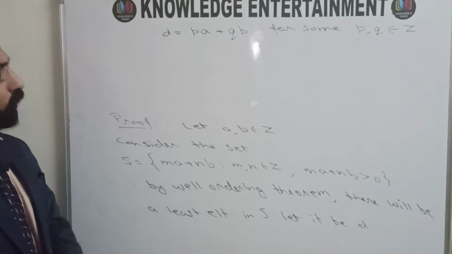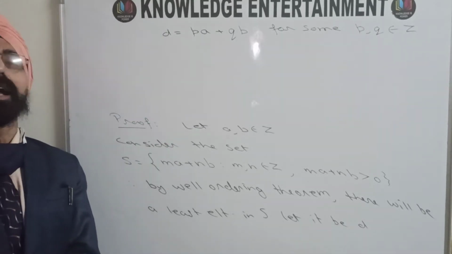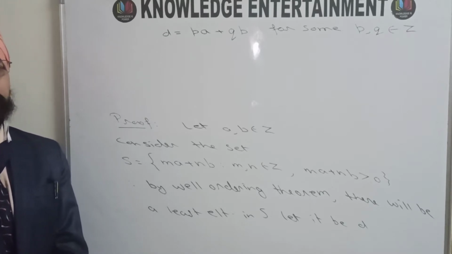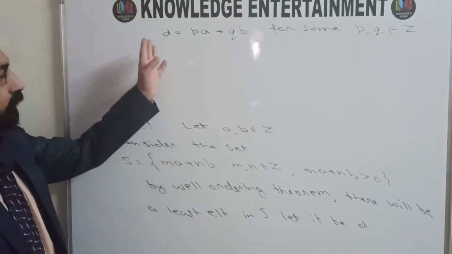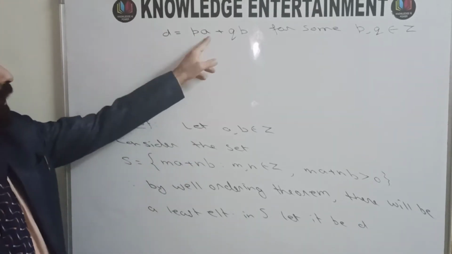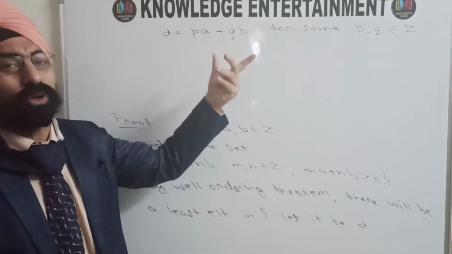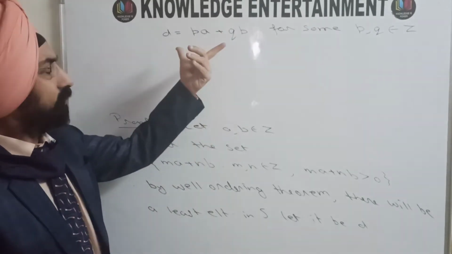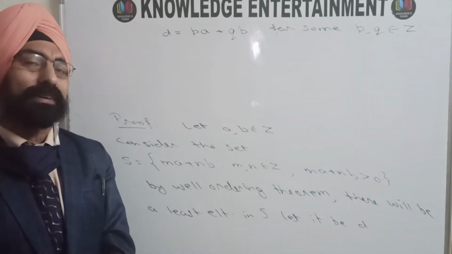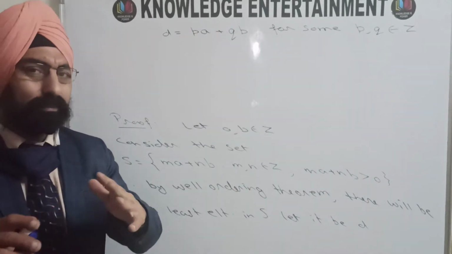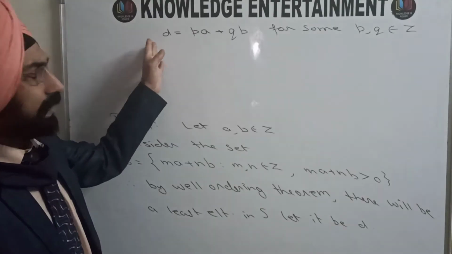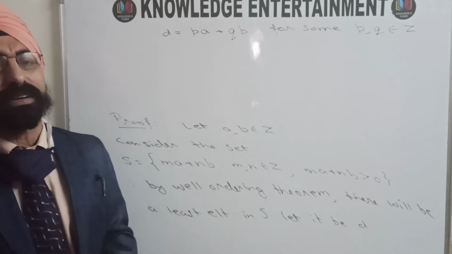Now we will show that this D is nothing but the greatest common divisor of A and B. And since it is being written in the form pa plus qb, it will be shown that the greatest common divisor of A and B can be written as a linear combination of A and B. This will be automatically shown if we show that D is the greatest common divisor of A and B. So our main concern now is to show that D is the greatest common divisor of A and B.